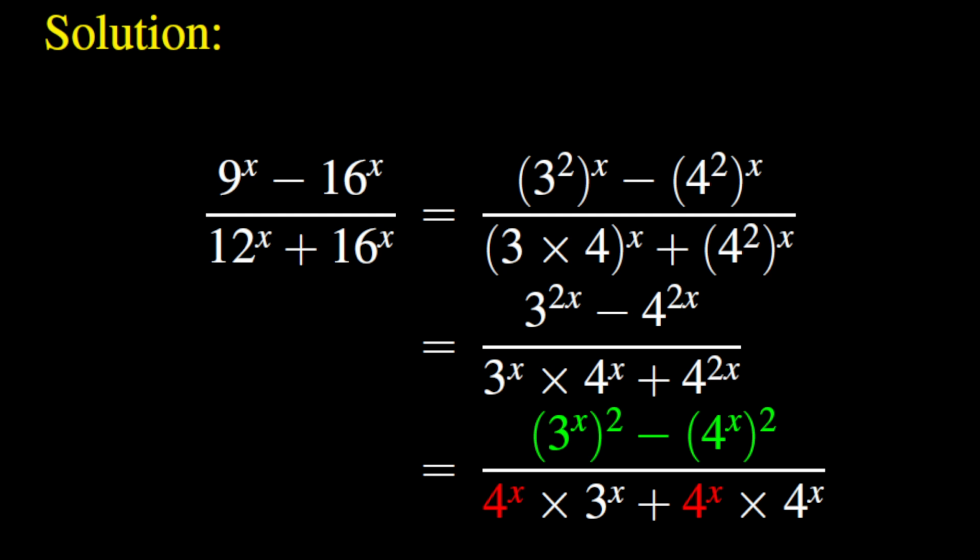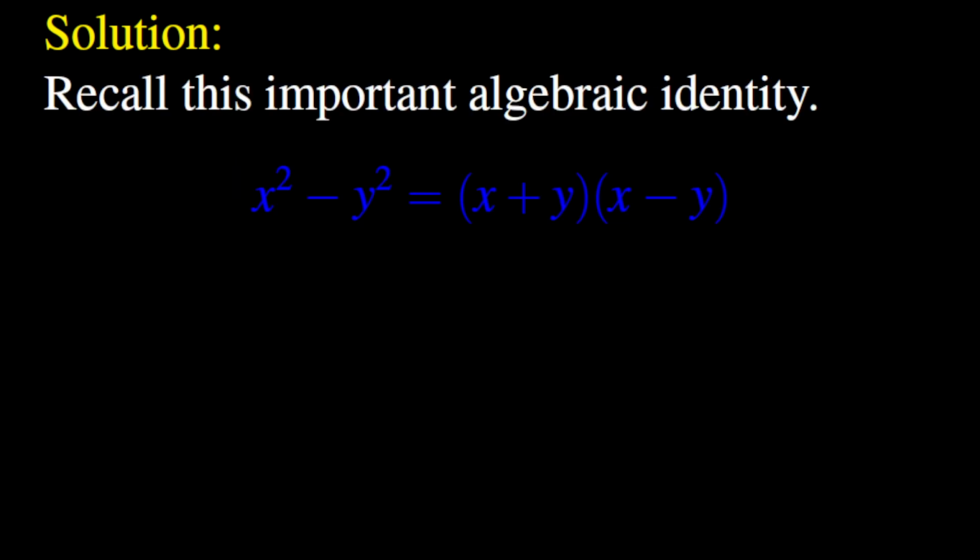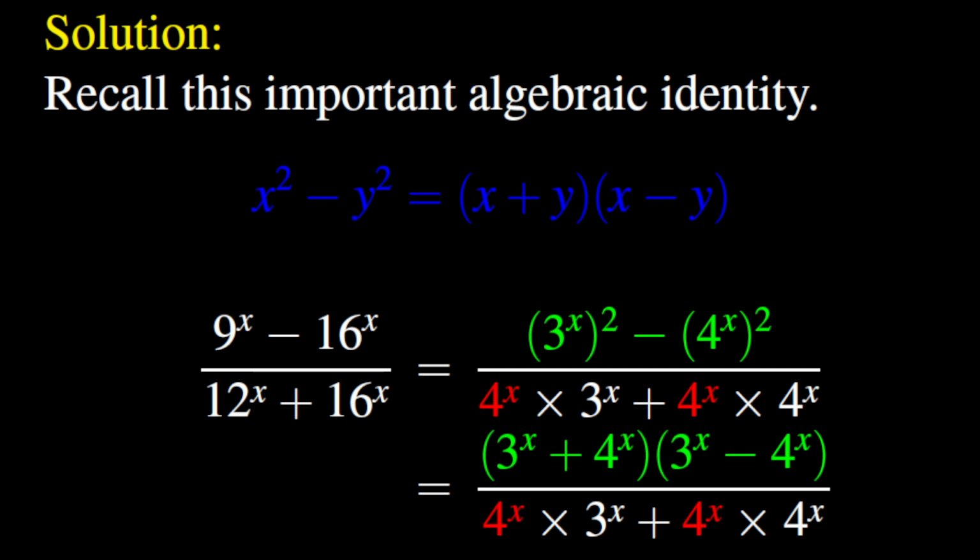We remark that on the numerator we have a difference of squares, namely, 3 to the power x squared minus 4 to the power x squared. Moreover, we have a common factor on the denominator, 4 to the power x. We know that the difference of two squares, x squared minus y squared, is equal to the quantity x plus y times the quantity x minus y. We use this property to factorize the numerator as the product of the quantity 3 to the power x plus 4 to the power x, and the quantity 3 to the power x minus 4 to the power x.